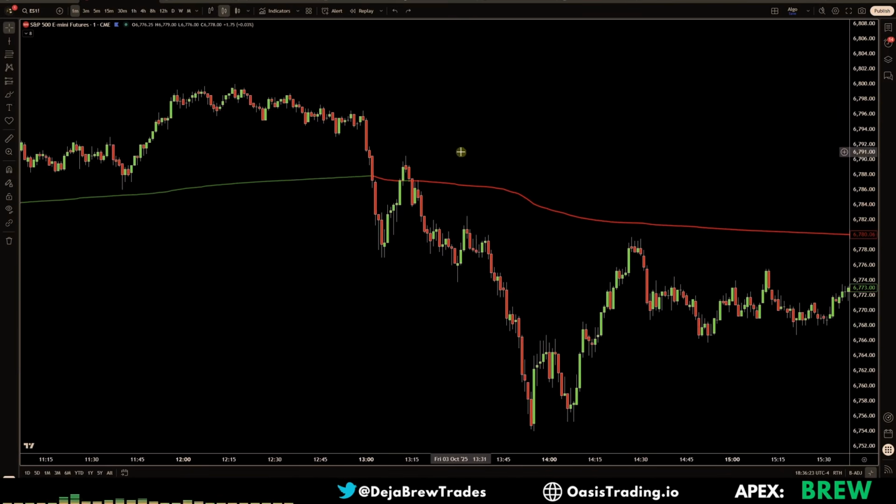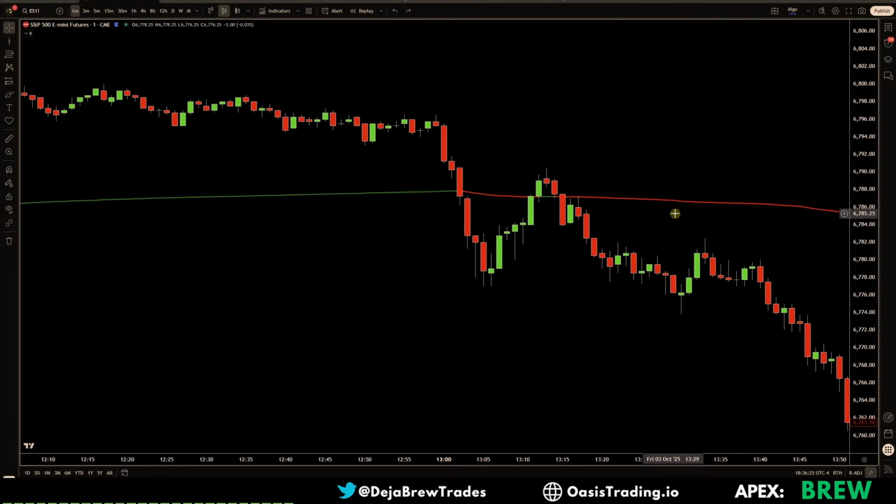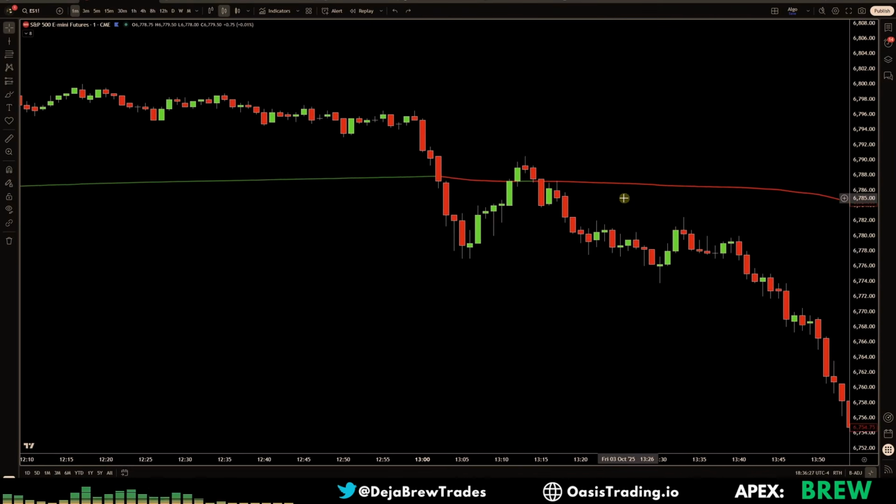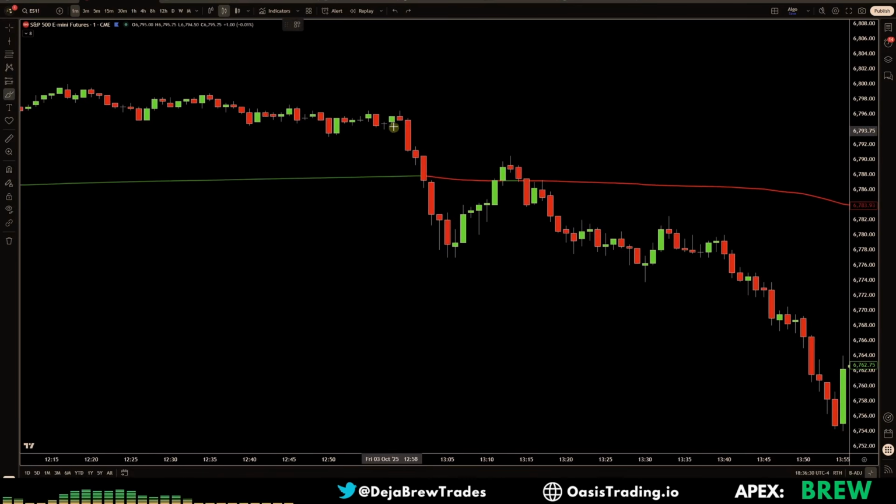Let's take a look at some more examples. Here's an example of a trap. So we have an aggressive move, a strong move to the downside. We have an aggressive move back up, but it does not stay above VWAP. Now, these traps will make a lot more sense once we talk about order flow in our last video in the series, because order flow is how you determine if the buy pressure or the sell pressure is actually going to stay and it's actually going to continue in that direction.